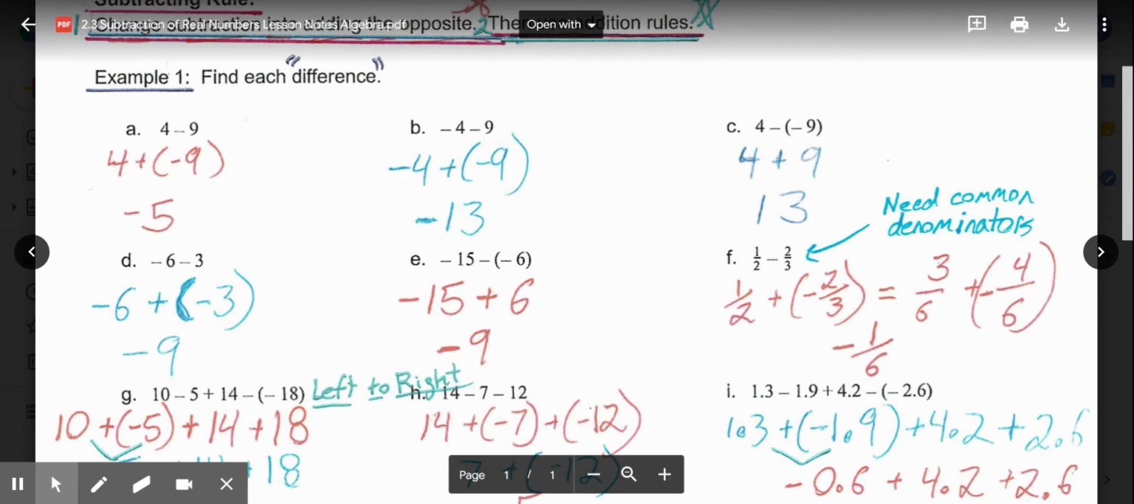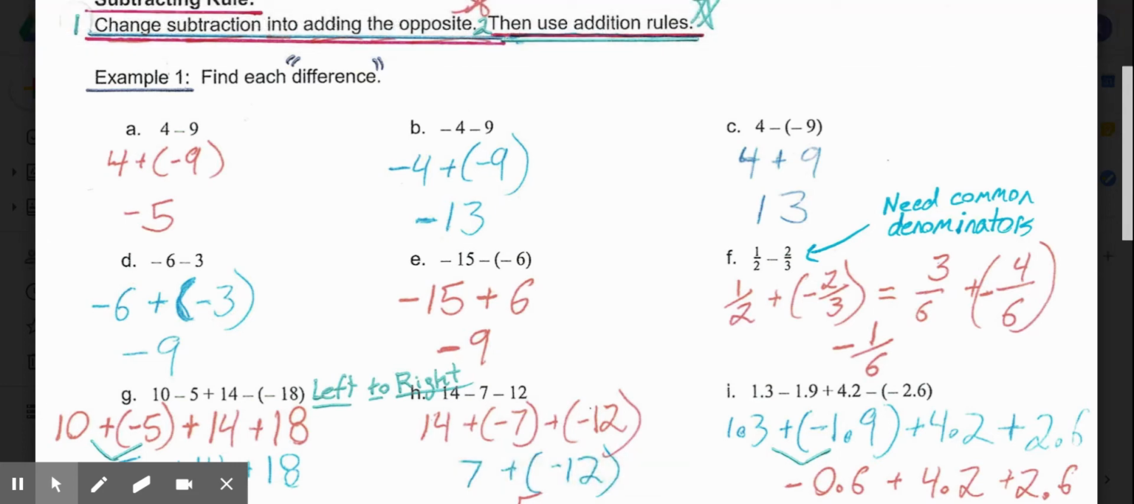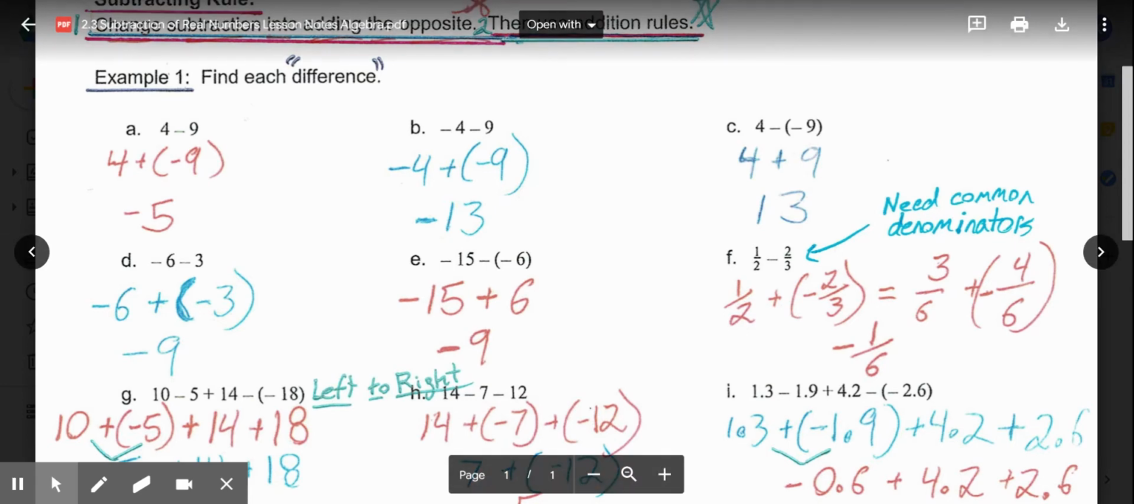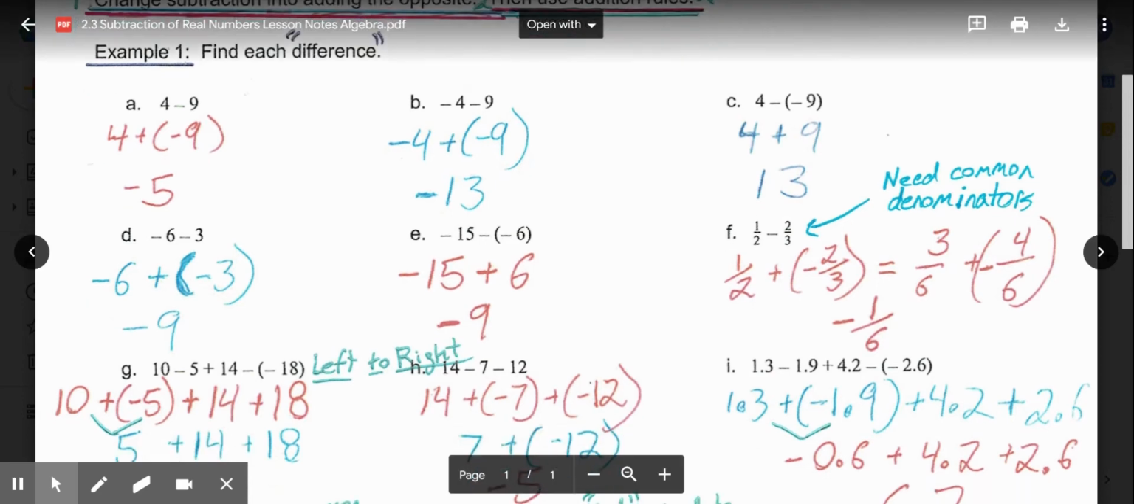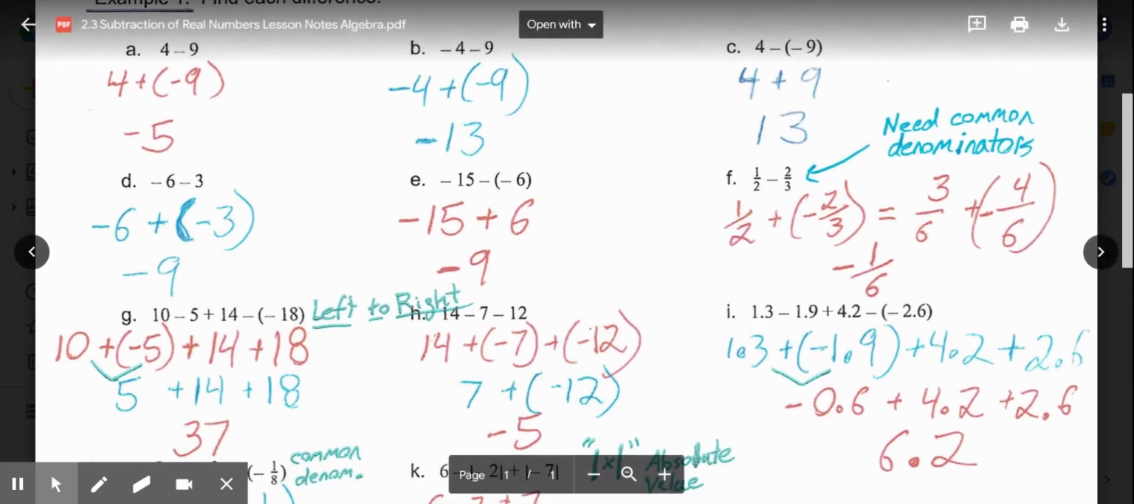And then in part C, 4 minus a negative 9. So we change subtraction to addition and change our second number's sign. So it becomes 4 plus 9, which gives us 13. In D, negative 6 minus 3. Change our subtraction to adding the opposite again. So it becomes a negative 6 plus a negative 3, which gives us a negative 9.